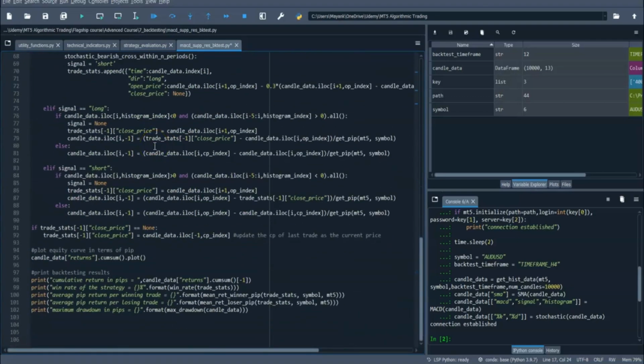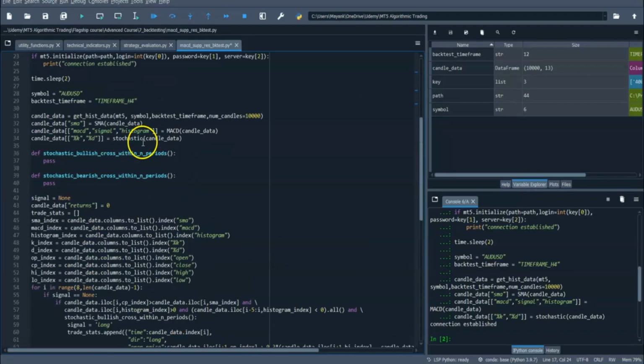Okay, so I'll stop this lecture video now. All that we have to do is implement stochastic bullish cross within N periods and stochastic bearish cross within N periods. So let's do that in the next lecture video. Thanks a lot.